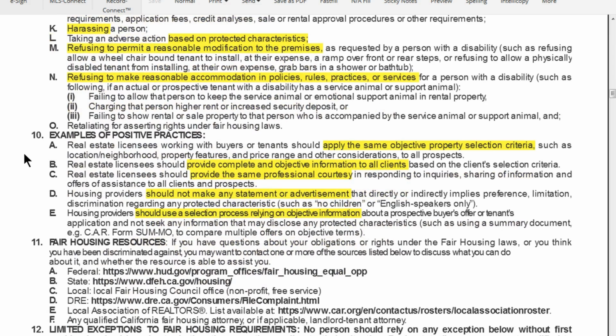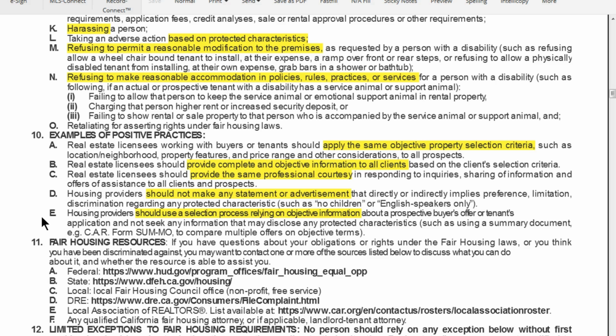Section 10 talks about examples of positive practices, and those include applying the same objective property selection criteria to all prospects, to provide complete and objective information to all clients, to provide the same professional courtesy to all clients, and not to make any statement or advertisement that directly or indirectly implies preference, limitation, or discrimination regarding any protected characteristic, such as no children or English speakers only.